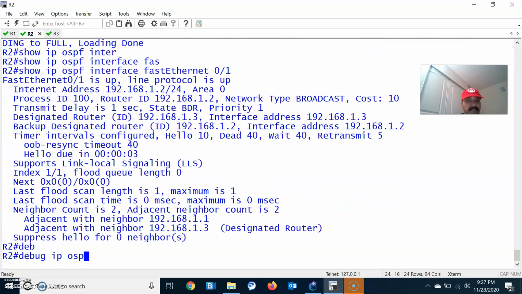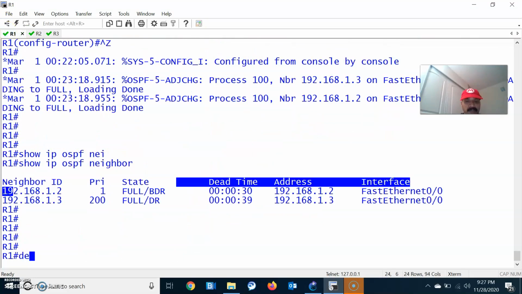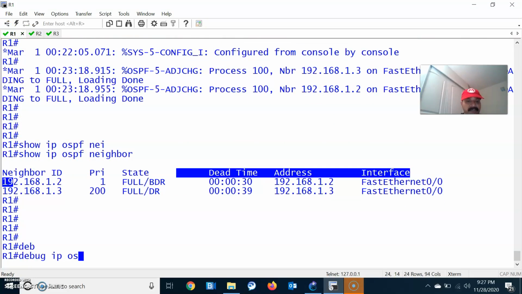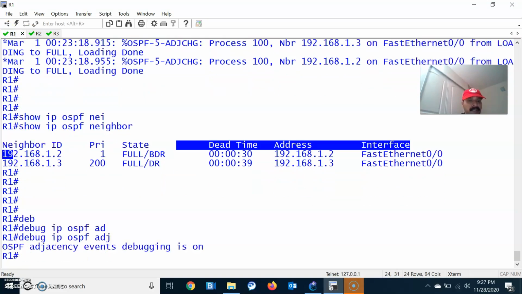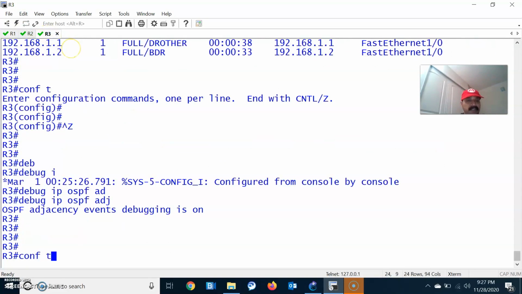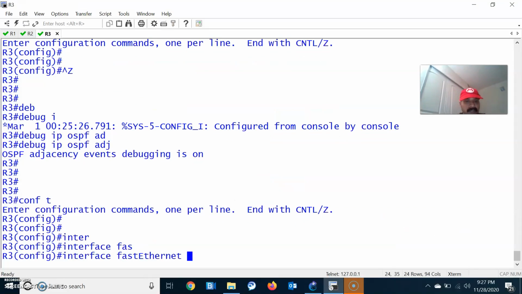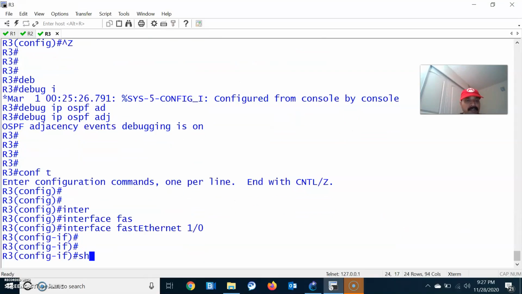Debug IP OSPF adjacency, and in a similar way, debug IP OSPF adjacency on the other router. So I enable this. Let us shut down the master router, that is the DR router. Go to interface FastEthernet 1/0.